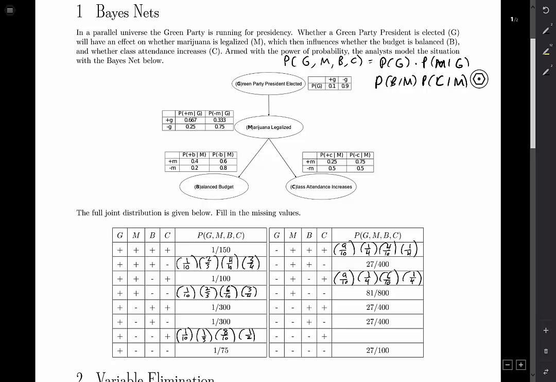And for the last one, minus G is 9 over 10. Minus M given minus G is 3 over 4. Minus B given minus M is 8 over 10. And plus C given minus M is 1/2. Cool. So now we've filled in the table.